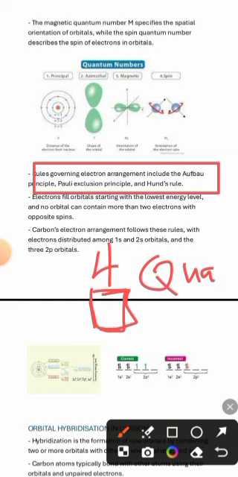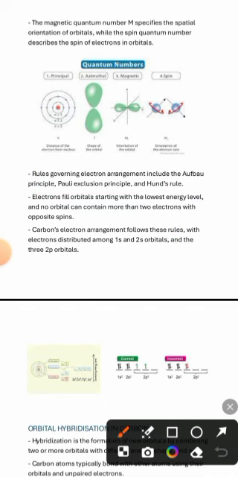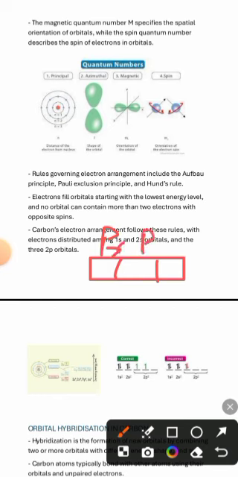In a situation whereby they may have the same values of all the other quantum numbers, the spin will not be the same. One must face up and the other face down. So that's what Pauli's exclusion principle is telling us. And the last one is Hund's rule. Hund's rule is telling us that electrons go singly into an orbital before pairing occurs. In a scenario like the filling of the p orbitals, we see that the p subshell has three orbitals in it, which are represented as px, py, and pz.